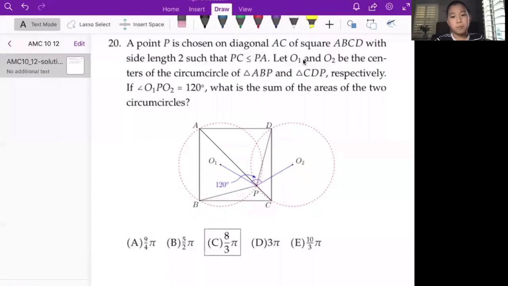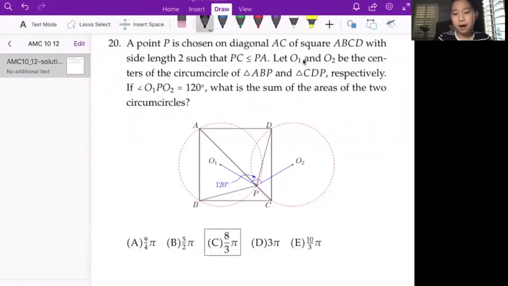Problem 20. A point P is chosen on diagonal AC of square ABCD with side length 2 such that PC is less than or equal to PA. Let O1 and O2 be the centers of the circumcircles of ABP and CDP respectively. If angle O1PO2 is equal to 120 degrees, what is the sum of the areas of the two circumcircles?